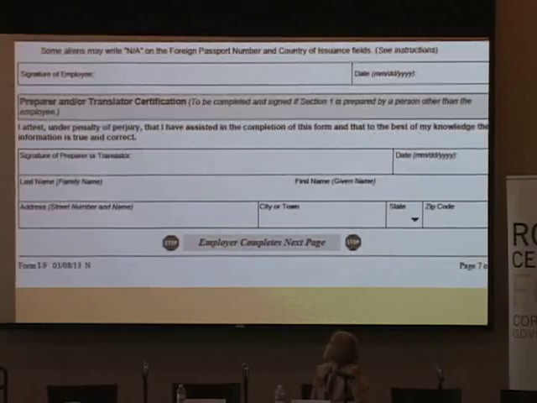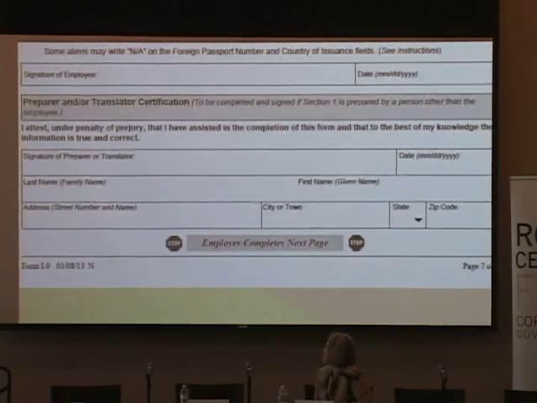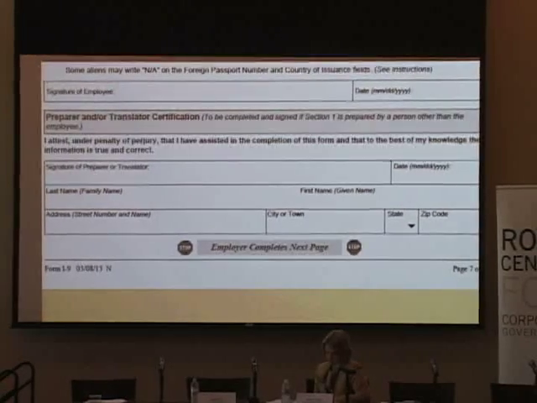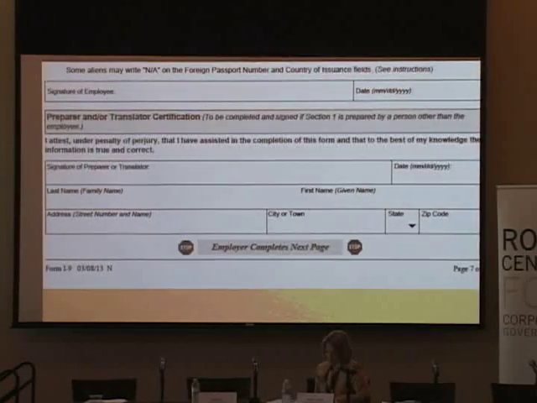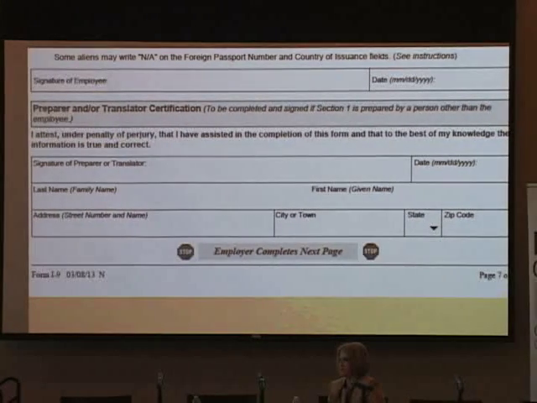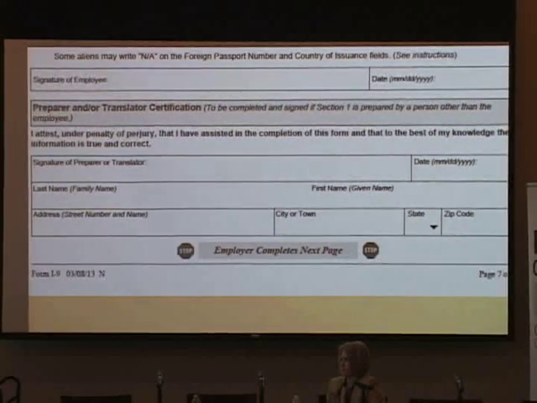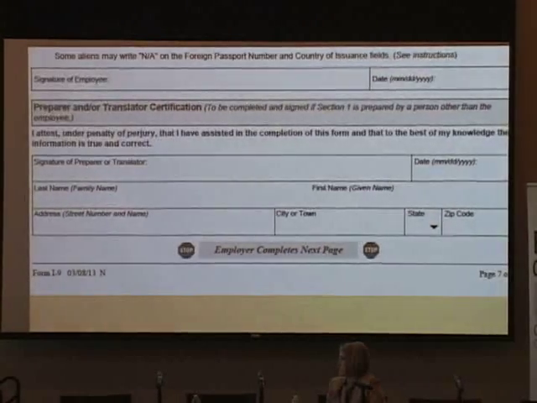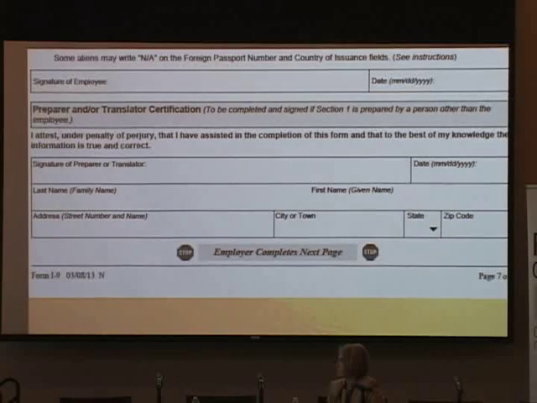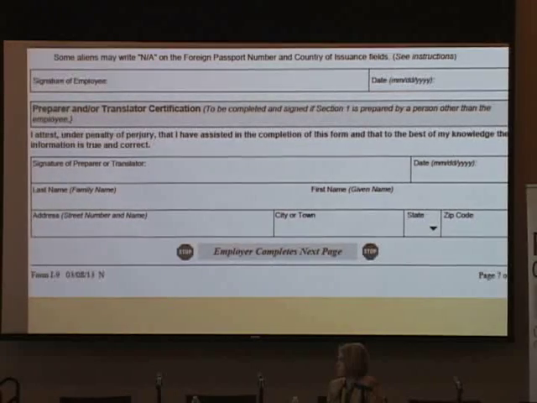So now we're going to skip down to the bottom of this section, and this is the preparer-translator section, which is probably my least favorite part of this form. I guess the I-9 form in general, only because it's always tricky in terms of how to complete it. In fact, I'd have to say maybe Section 3 is my least favorite. But in any case, this section comes into play in a few different ways.